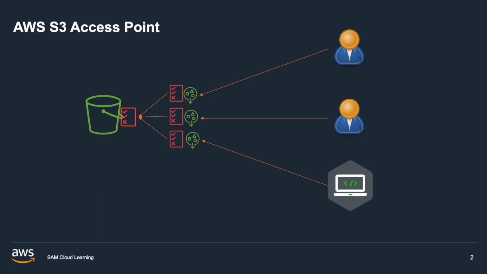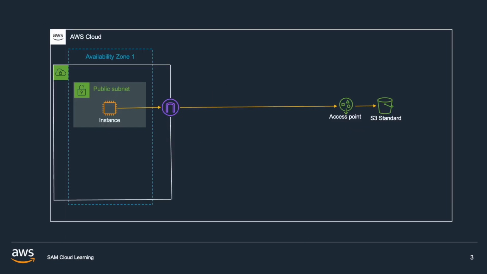So we are going to quickly see this in a demo. In this demo, we are going to create one S3 bucket, and we are going to define a policy on the S3 bucket level, and we are going to create the S3 access point for that S3 bucket, and we are going to try to access the S3 bucket objects from the EC2 instance. So this is what we are going to quickly see.